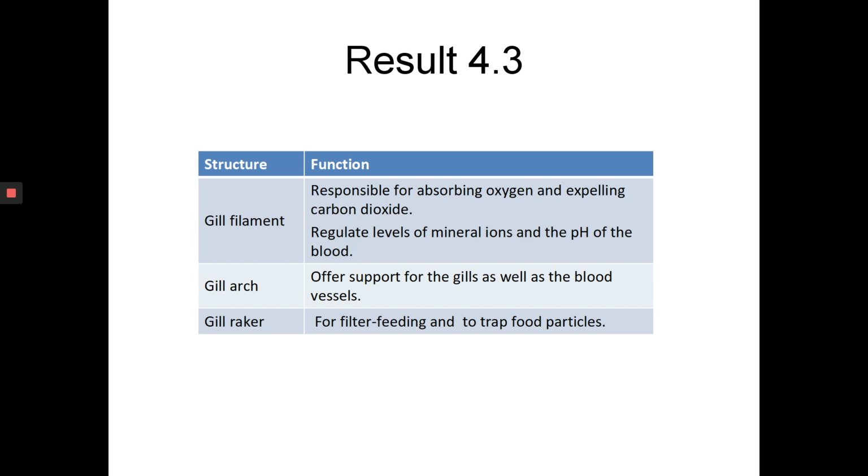So the function of gill filament is responsible for absorbing oxygen and expelling carbon dioxide. And it also functions to regulate the level of mineral ions and the pH of the blood. Gill arch offers support for the gills as well as the blood vessels. Gill raker is for filter feeding and to trap food particles.